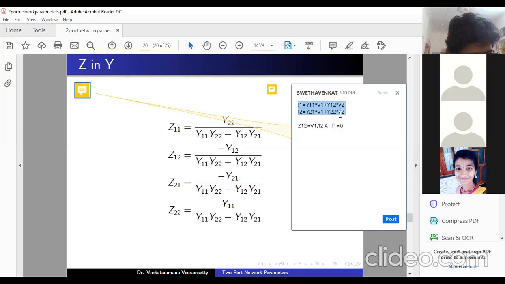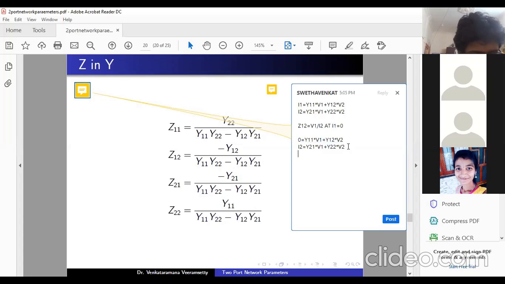Now what happened to these two equations? Make the same procedure. I'm keeping I1 equal to 0, and I have to calculate V1 by I2. I2 is there, V1 is there, but here V2 is there. That means I have to convert this V2 in terms of V1. How do we convert V2 in terms of V1? By using this equation.